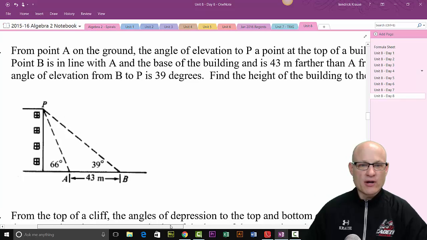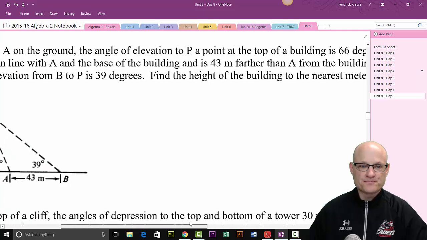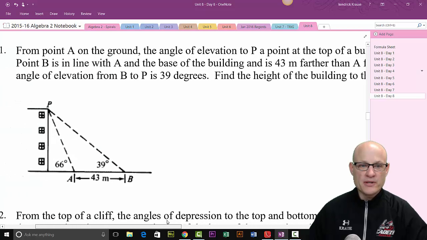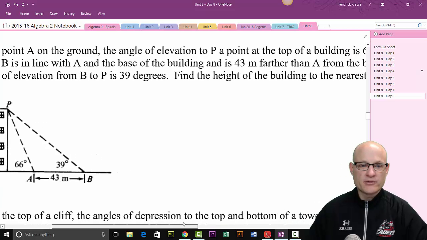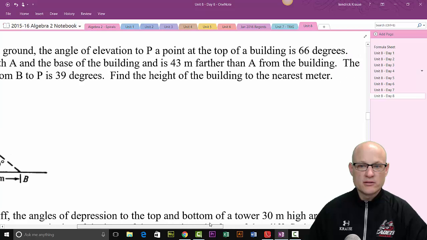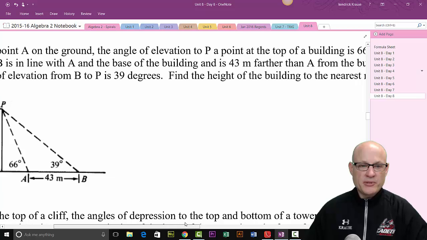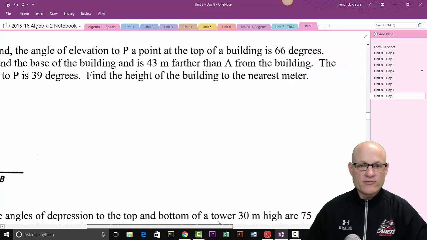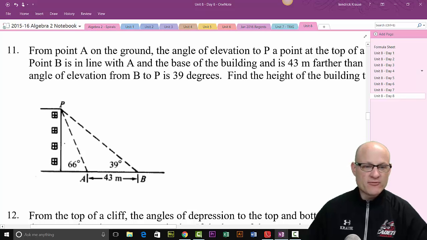From a point A on the ground, the angle of elevation to the top of the building is 66 degrees. From point B to point A, the base is 43 meters apart. The angle of elevation from B to P is 39 degrees. Find the height of the building to the nearest meter. So I need to find this height.